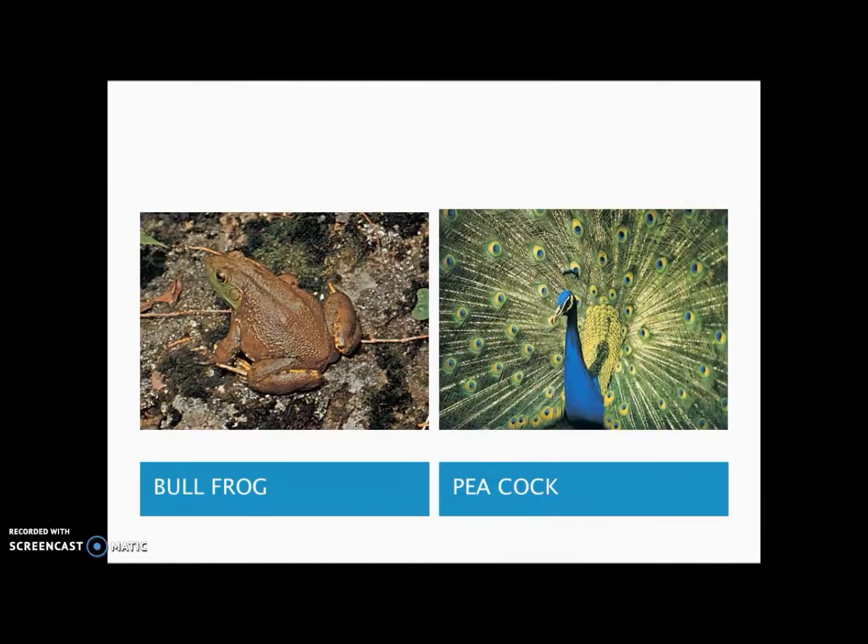Also, we have the bullfrog. This particular bullfrog is a brown type. And also, we have the peacock. Because of its beautiful feathers, the peacock gives an aesthetic beauty that is attractive to the beholder, and this is a result of these cells that are available in the skin or the feathers covering the cock.